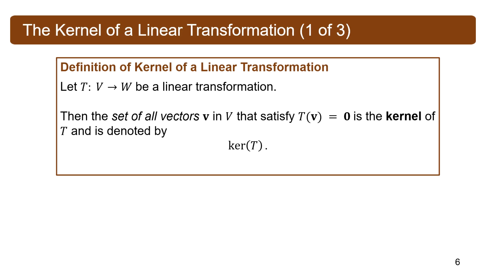Okay? Let's have now the definition of kernel for linear transformation. Let T again be a linear transformation wherein V maps into W. The set of all vectors v in the vector space that satisfy the transformation of v equal to zero is the kernel of T, and is denoted by ker of T. Again, for us to get the kernel of the transformation, we have to equate this to zero.